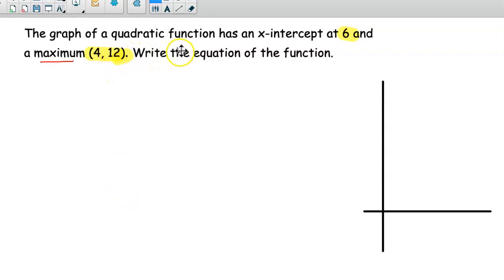The graph of a quadratic function has an x-intercept at 6 and a maximum at (4, 12). Write the equation of the function. So we have to figure out how the function looks with these specifications. And the best form of a function in this case is the vertex form of a quadratic function. And we all know what the vertex form of a quadratic function is.